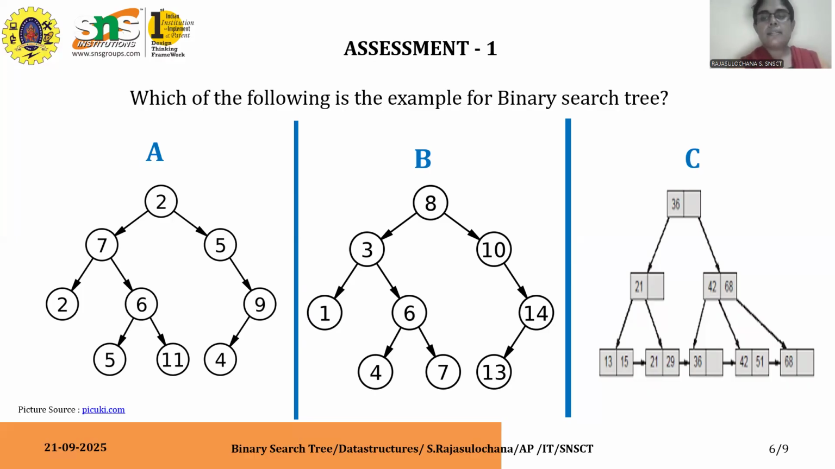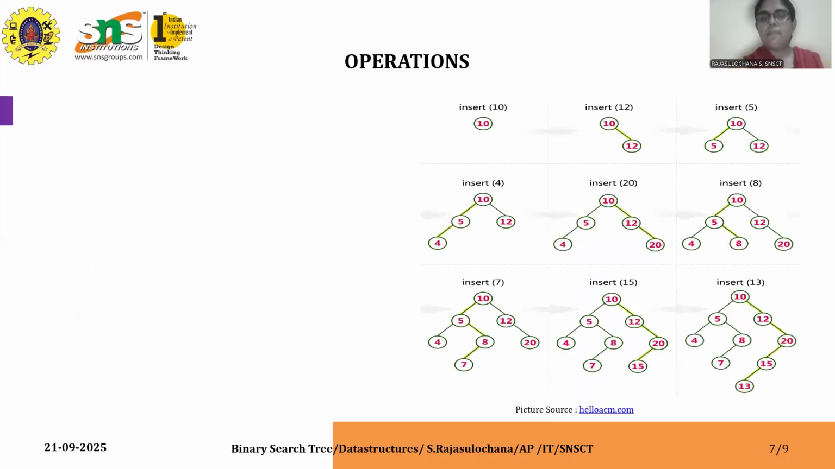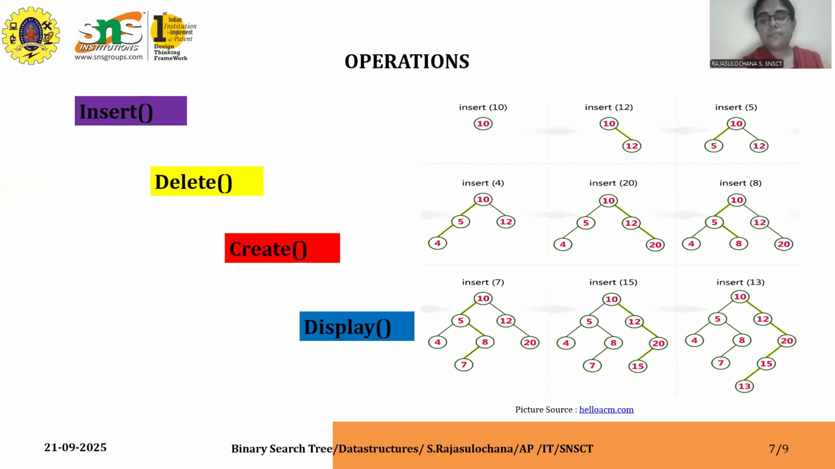Now look at the third example. Here the root node is 36. All the values on the left subtree 13, 15, 21 and 29 are less than the root. True. However, the right subtree contains a value 36 which is equal to the value on the root node. So this does not satisfy the condition of a binary search tree. Hence, C is not a binary search tree. Out of these three examples, only B is a binary search tree.